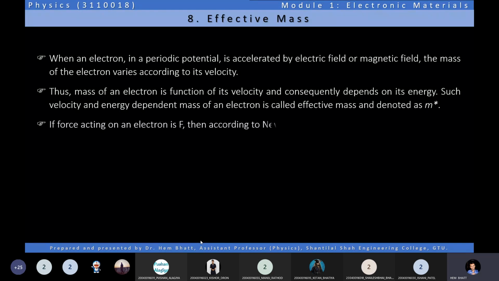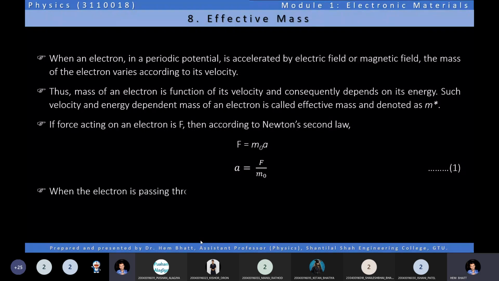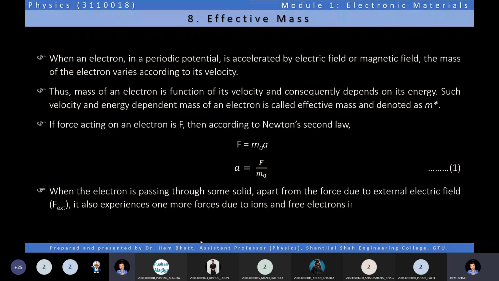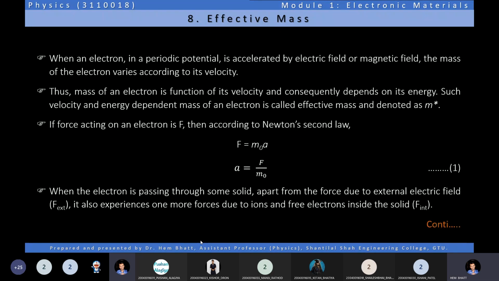If the force acting on the electron is F, then according to Newton's second law, we can write F is equal to ma, and acceleration is F by m0. When the electron is passing through some solid, apart from this force due to the external electric field, it also experiences one more force due to ions and other electrons, that is F internal. So just like the external force, an internal force also acts on the electron.